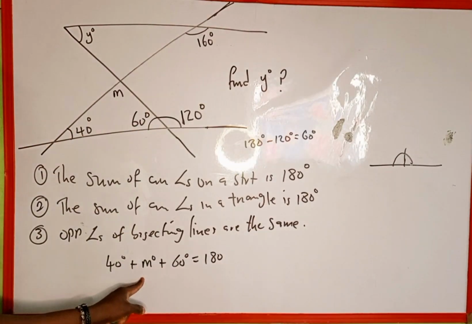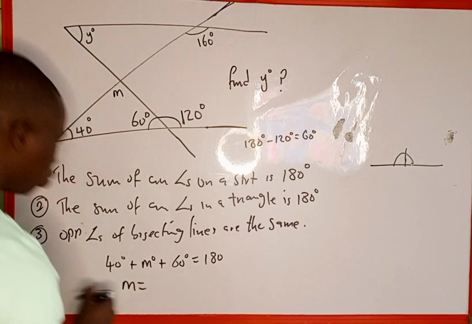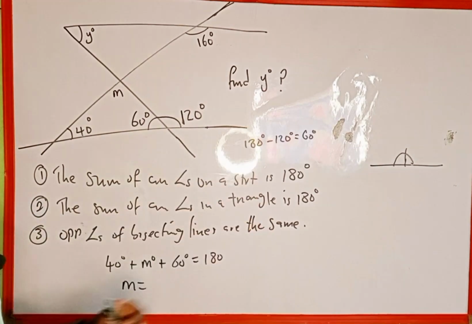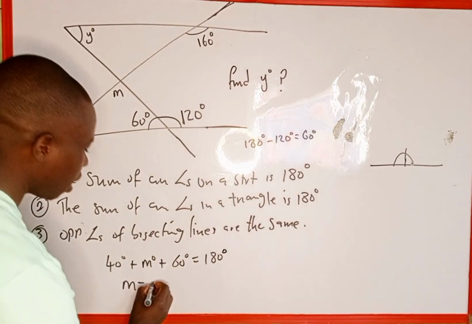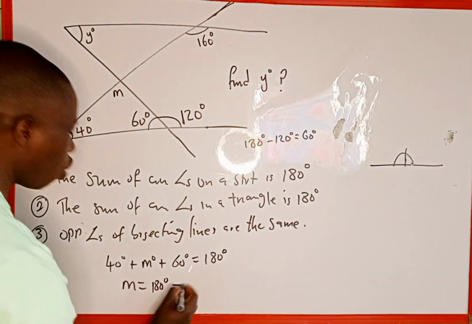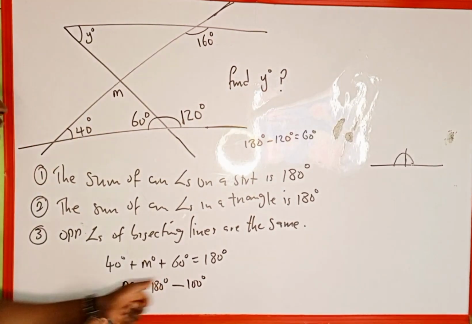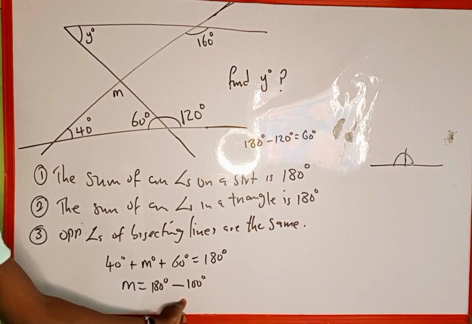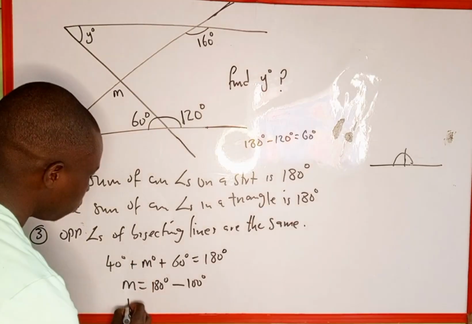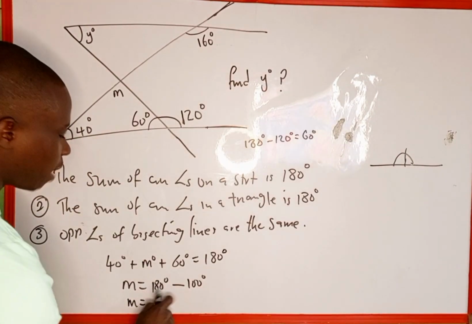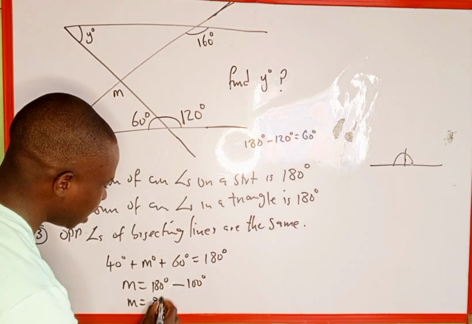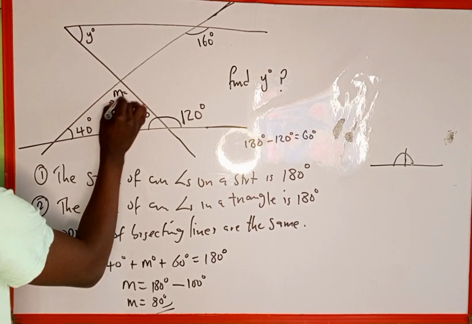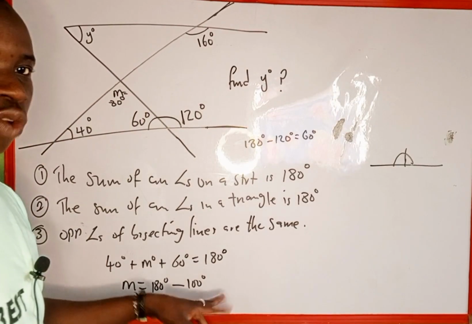Now we're going to solve for the value of M. We write M is equal to, now we add these two together, 40 degree then 60 degree, then we take it to the right hand side of the equation. Now we have 180 degree minus 100 degree, because if you add 40 plus 60 degrees, it's going to give us 100 degree. And if you take it to the right hand side, it's going to turn to negative 100. So M is the same as 180 degree minus 100 degree, which gives us 80 degree. Therefore, angle M here is 80 degree.